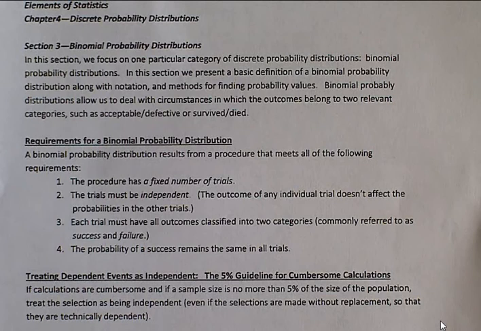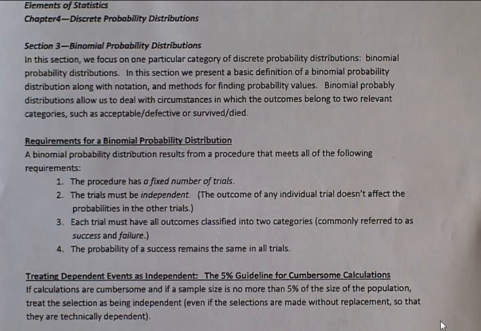Okay, so a fixed number of trials. Trials have to be independent of each other. One trial cannot affect another, in other words. And the trials have to be either one thing or the other. And the probability of success can't change. And I'll explain that when I look at another episode here in a little bit.